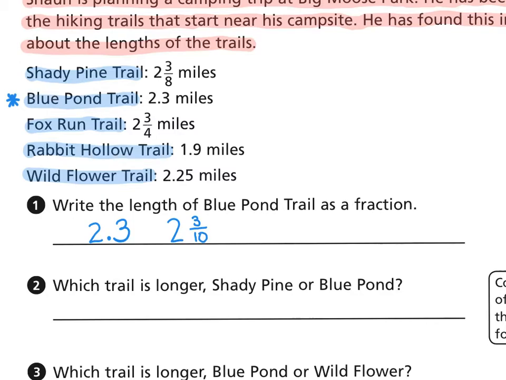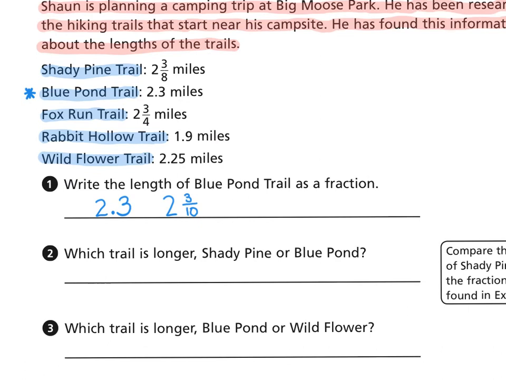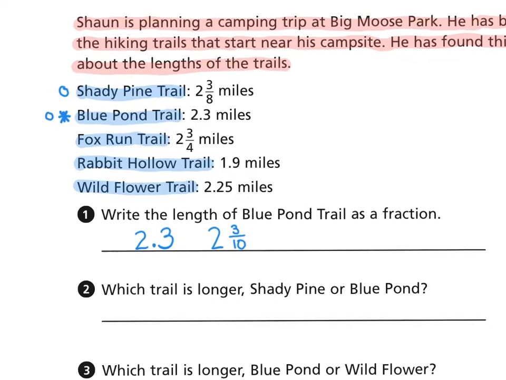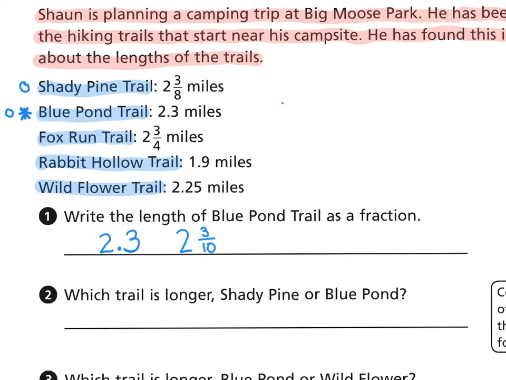Thanks, Addison. The next question says, which trail is longer, Shady Pine or Blue Pond? Go up to Shady Pine and Blue Pond and put a circle by Shady Pine and Blue Pond. So now they're asking you to compare 2 3/8 and 2 3/10. Jump back onto Google Meets so that you can see what I'm doing.